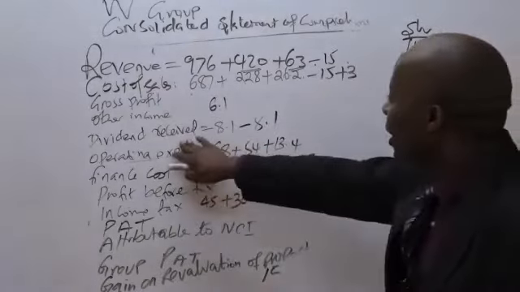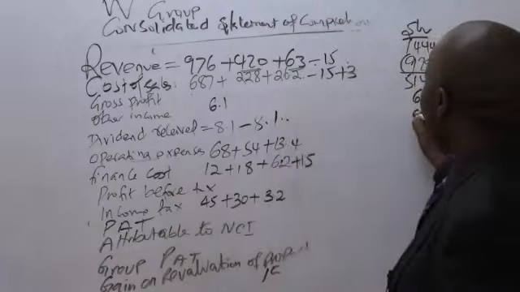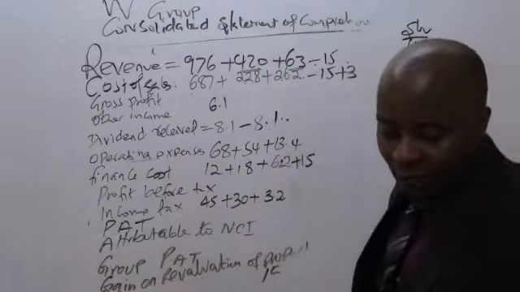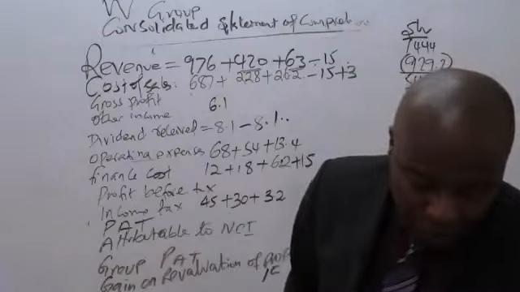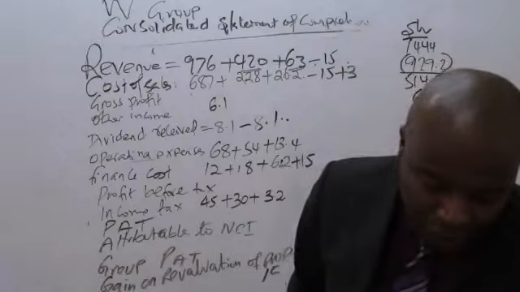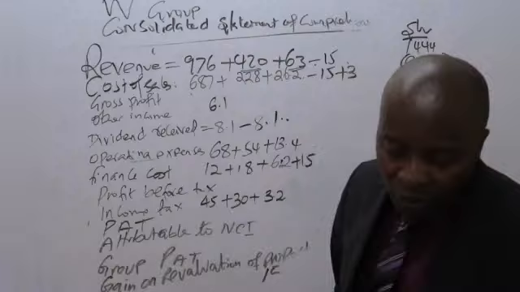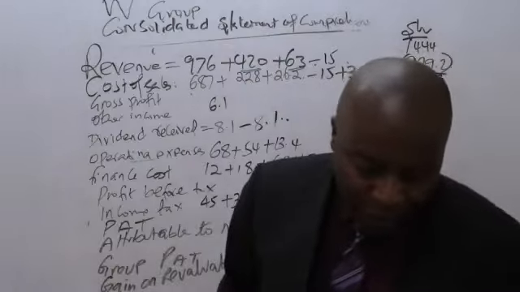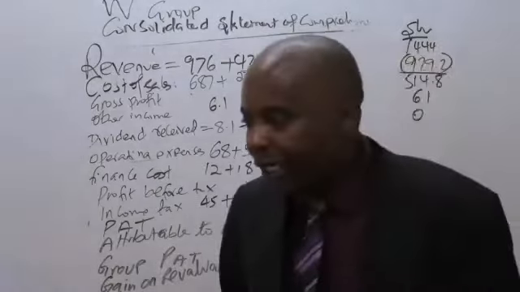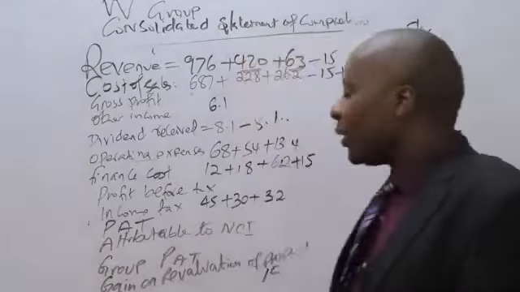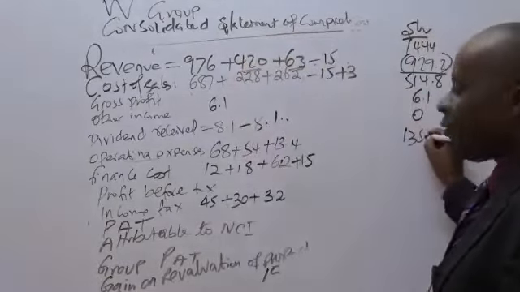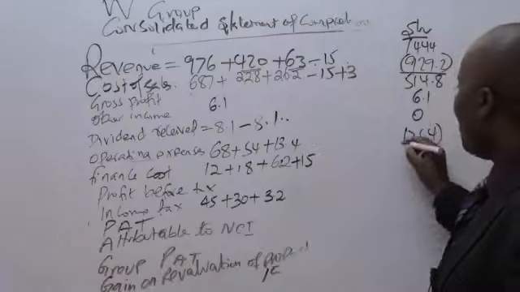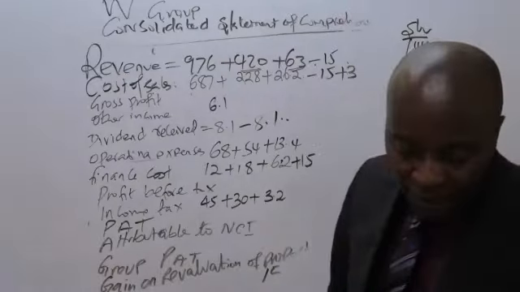Do we have dividend received? Of course, this will be zero. Give me the consolidated operating expense, 135.4. You close like that because that's an expense.